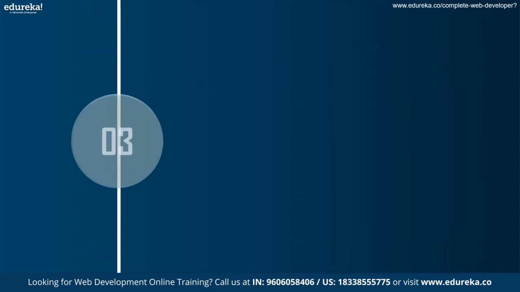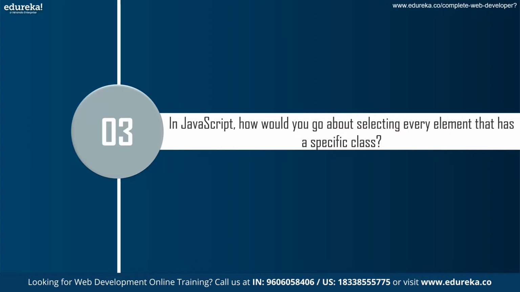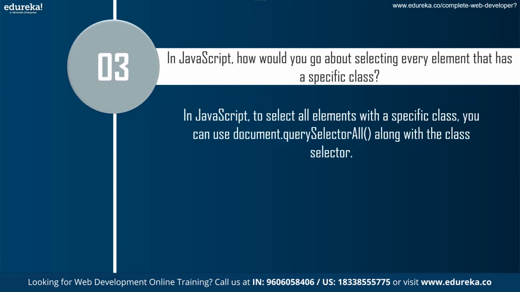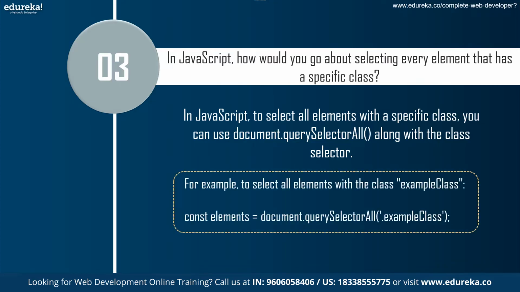Moving on to the third question. In JavaScript, how would you go about selecting every element that has a specific class? In JavaScript, to select all elements with a specific class, you can use document.querySelectorAll along with the class selector. For example, to select all elements with the class example class, const elements equals document.querySelectorAll(".exampleClass"). This returns a NodeList containing all elements with the specified class, allowing you to manipulate or perform actions on these elements.